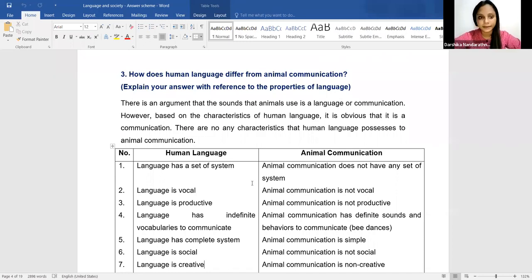Answer with reference to the properties of language. You need to pay attention to the properties of language when writing the answer to this.